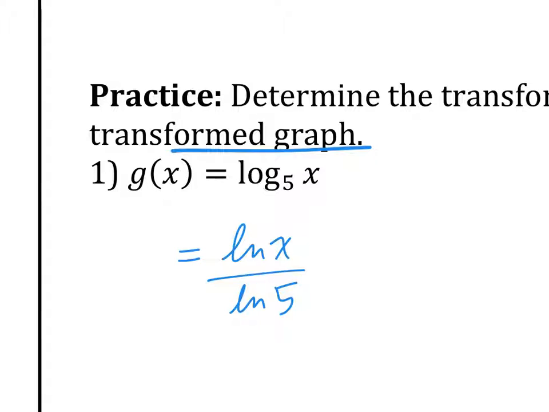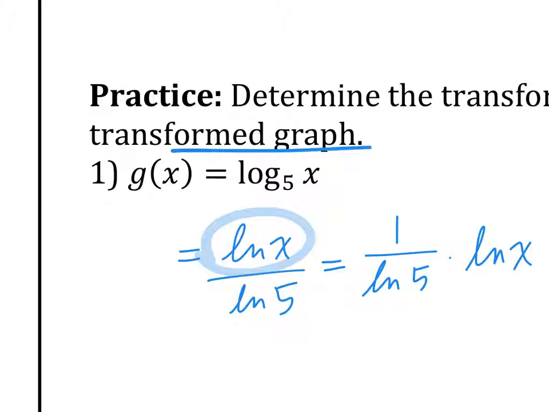Okay, so now we need to figure out the transformation. To figure out the transformation, we need to figure out what the parent function is. What is the parent function? ln x. So ln x is the parent function, so then what does this natural log 5 do? It depends. So what we need to do is rewrite this a little bit. This is 1 over natural log 5 times natural log x. So 1 over natural log 5 has to do with what?